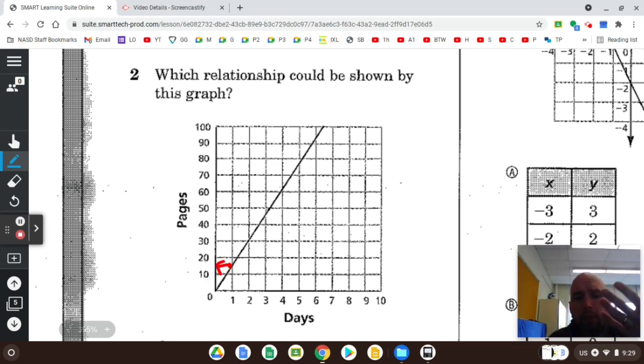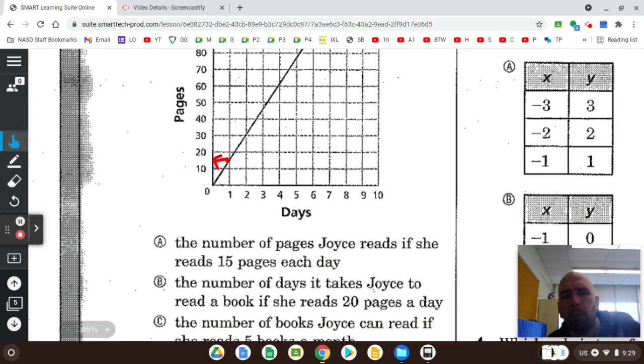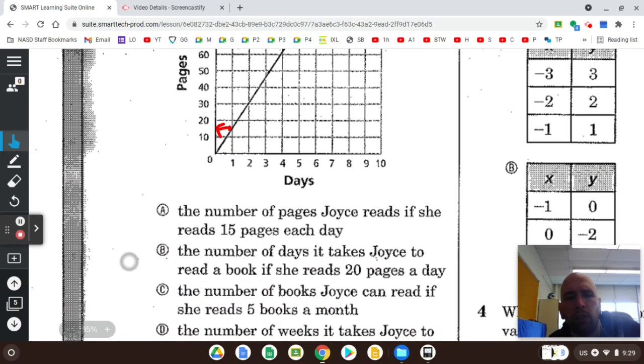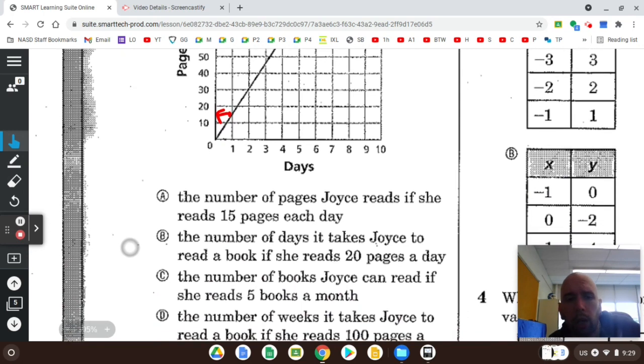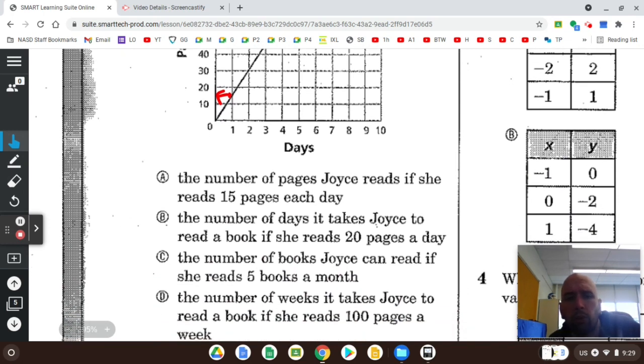Every day they read about 15 pages. So let's see if that's an option that we have. The number of pages Joyce reads if she reads 15 pages each day. Okay. The number of days it takes Joyce to read a book if she reads just 20 pages a day. Nope. The number of books Joyce can read if she reads 5 books a month. Nope.